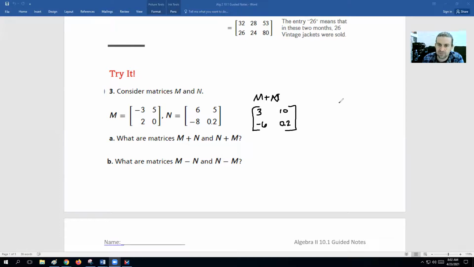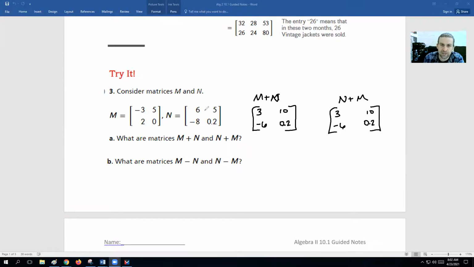All right, next we'll look at N plus M. If we did 6 plus -3, that is 3. 5 plus 5 is 10. -8 plus 2 is -6. And 0.2 plus 0 is 0.2. Okay, so here, order doesn't matter for addition. If we have matrix A plus matrix B, that's the exact same thing as matrix B plus matrix A.